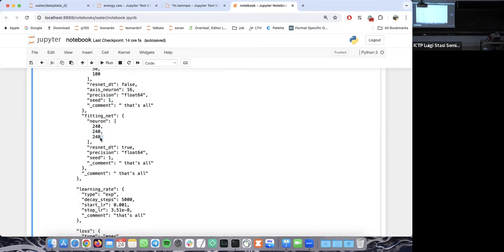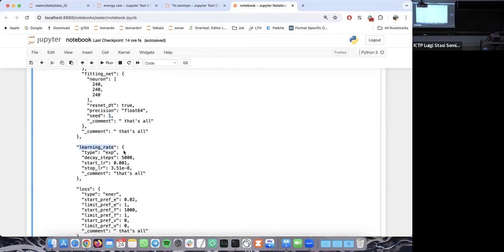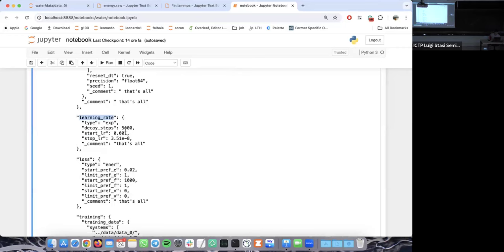Then you have the fitting network. So we have three layers, each one has 240 neurons. Also, those are pretty standard things. You do not have to change them. You can try, but you will see that it is pretty solid across a big range of different architectures. Then you have the seed for the initialization weights of this fitting network. Then you can choose the learning rate, so basically how much you want your stochastic gradient descent to decrease the step. And also these are pretty standard numbers, you don't have to change anything.